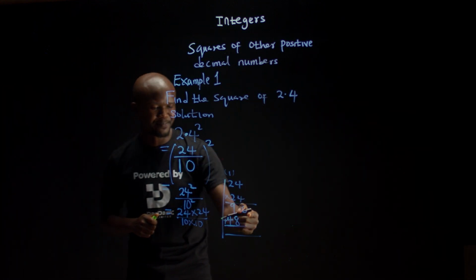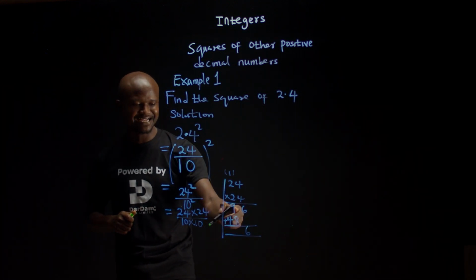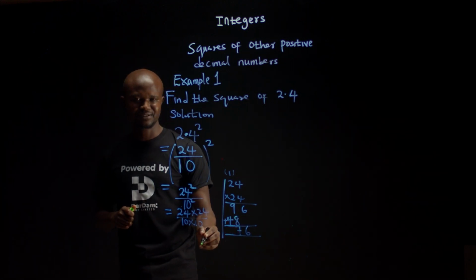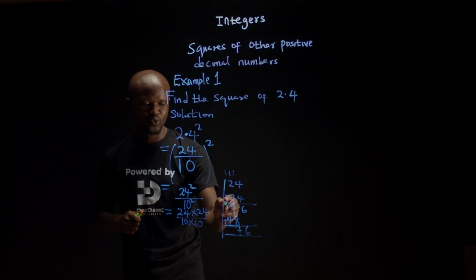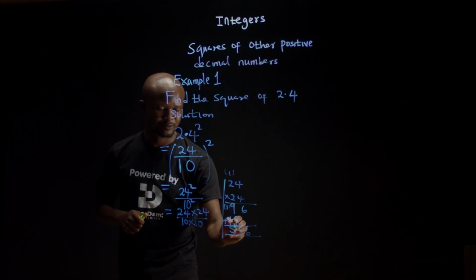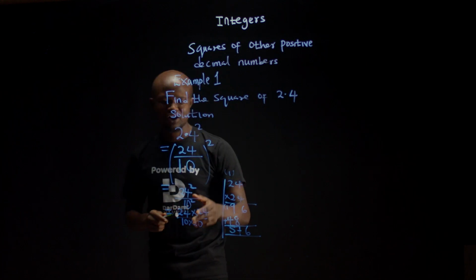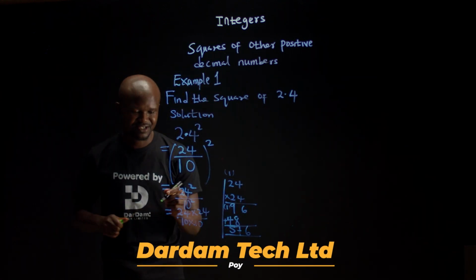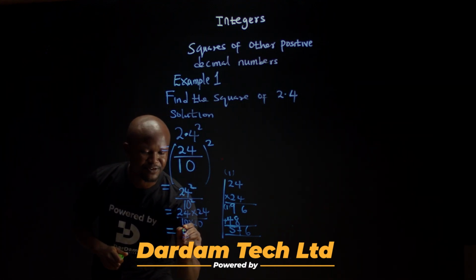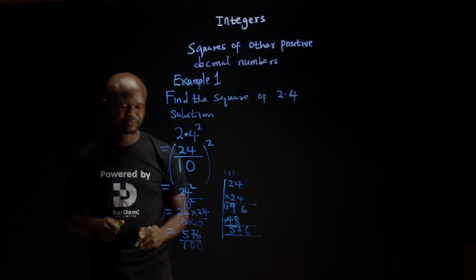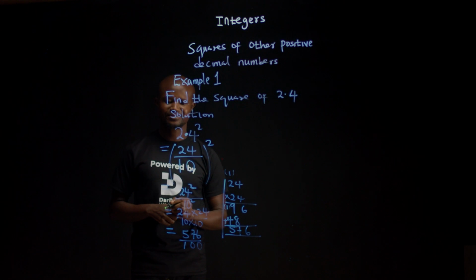We add from the back, 6. Then next, 9 plus 8, 17. What do we do? We carry 1. 1 plus 4, 5. It means that the square of 24 is 576. So we write 576 divided by what? 1, 0, 0. Can we see that?